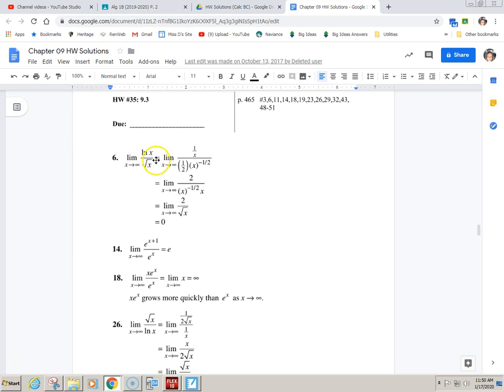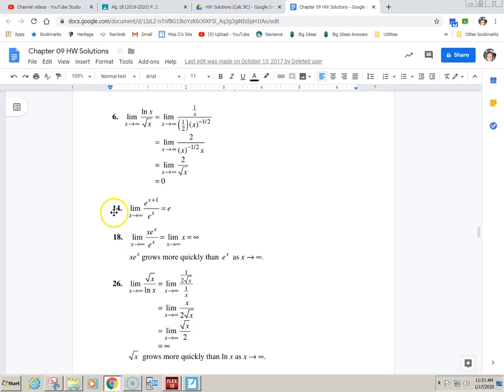ln of x is slower. Square root of x is faster. I don't know which way you said it, but you could have said it either way, right? Yeah. ln of x is slower or square root of x is faster. Number 14, the final limit is e, which means they are the same. They are growing at the same rate.